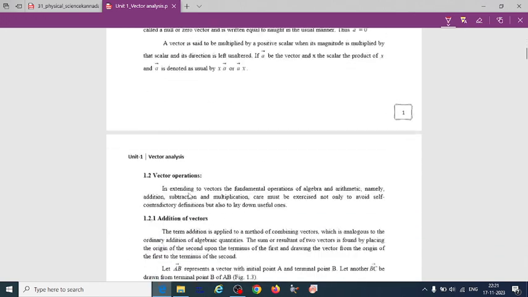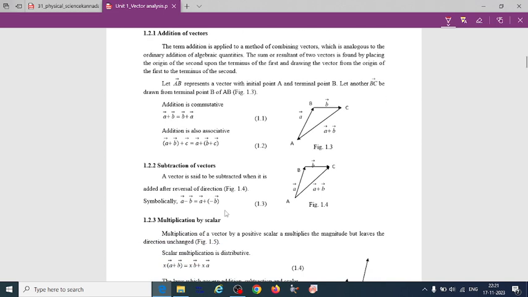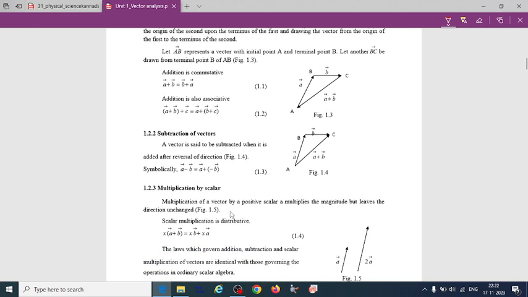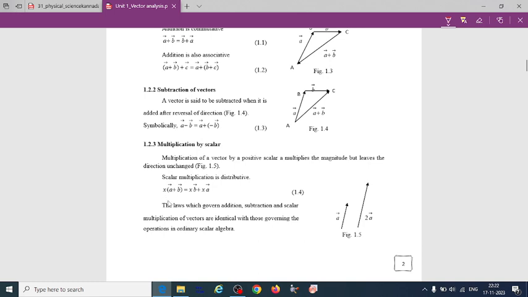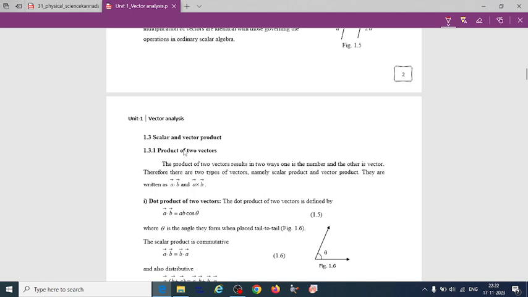Vector operations are addition, subtraction, multiplication. Addition obeys the commutative law and associative law. Subtraction, you can subtract two vectors if they are in opposite direction. Multiplication, you can multiply a scalar to the vector. And scalar and vector products are very important actually. So first you need to understand the definition and basic properties of scalars and vectors.